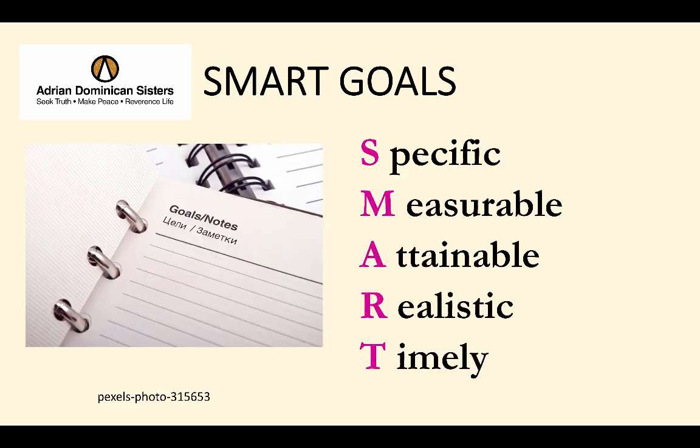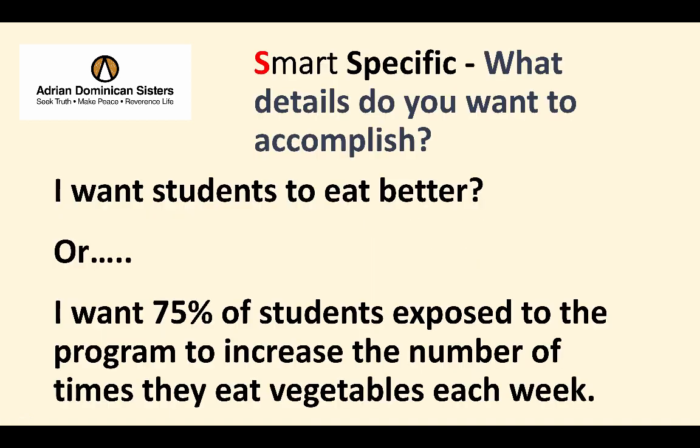I'm sure that you've already heard of and are well acquainted with SMART goals, so this will serve as a review for you. There are 5 parts to every SMART goal, and reviewers will be looking for each of these. They are specific, measurable, attainable, realistic, and timely. I will break each of these down separately in the slides that follow. So let's start with specific. What details do you want to accomplish?